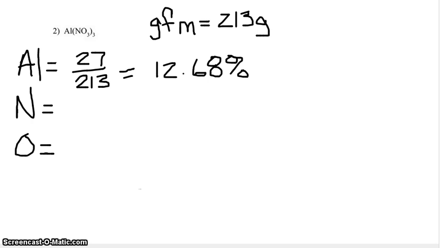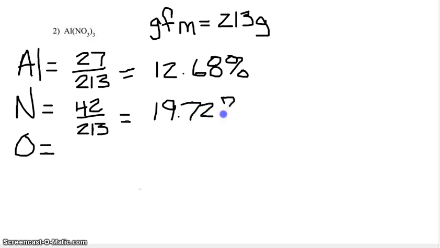All right, same thing with nitrogen. Nitrogen, we calculated the total mass from nitrogen being 42 grams over 213. And again, when you do this, you're going to multiply by 100 because you end up with a decimal. We end up with 19.72% nitrogen.